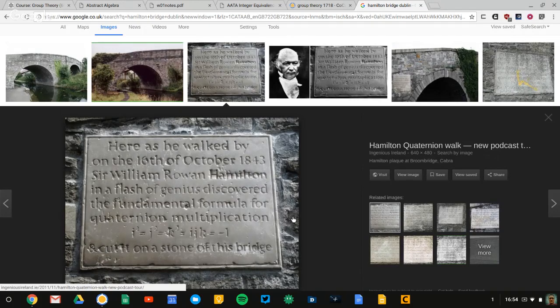Stone of this bridge. Here, as he walked on the 16th of November, Sir William Rowan Hamilton, in a flash of genius, discovered the fundamental formula for quaternion multiplication and cut it on a stone of this bridge.